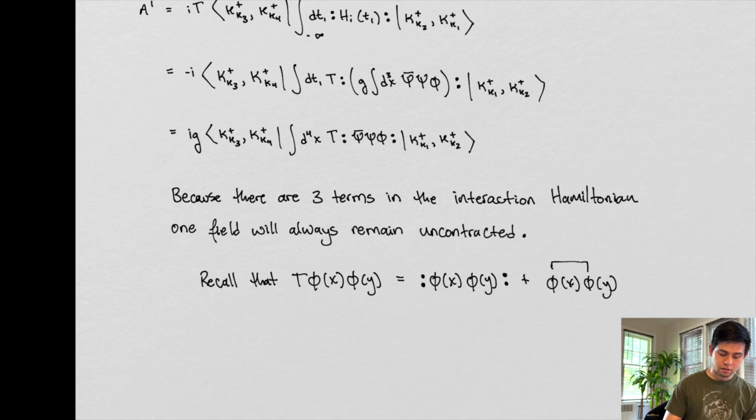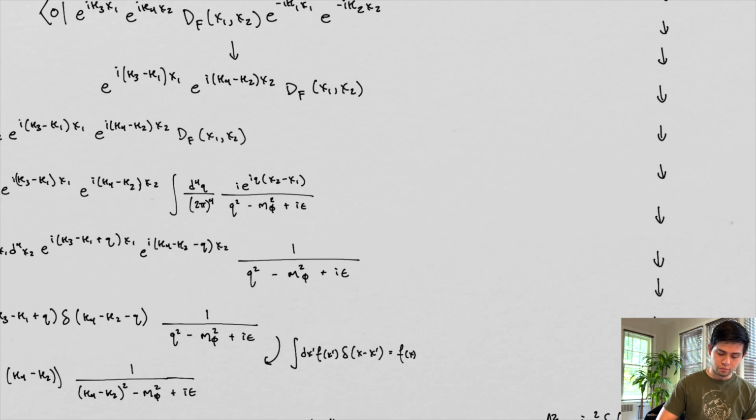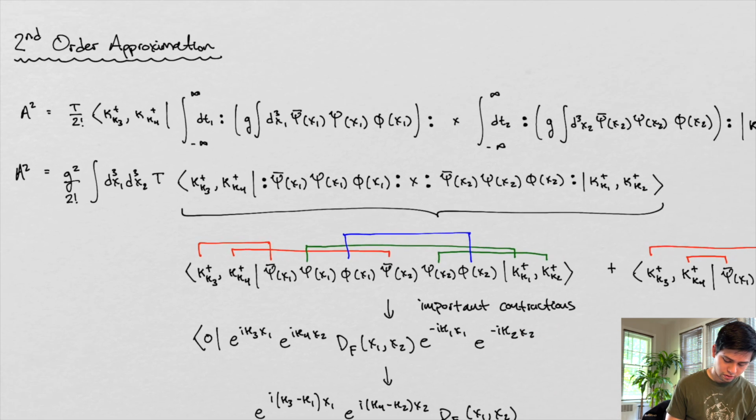So effectively, the first order approximation to a Yukawa interaction has no contribution whatsoever. So we move on to the second order approximation, which is in this next slide. The second order approximation is where things get a little bit complicated. So let's do this. We have our second order approximation, and this is what it looked like, right?